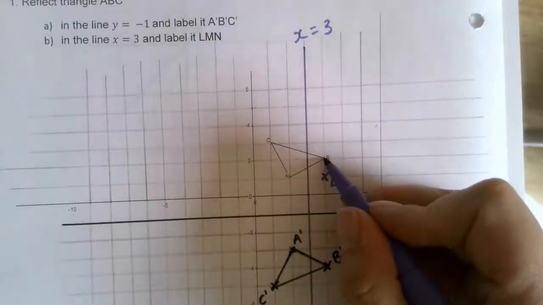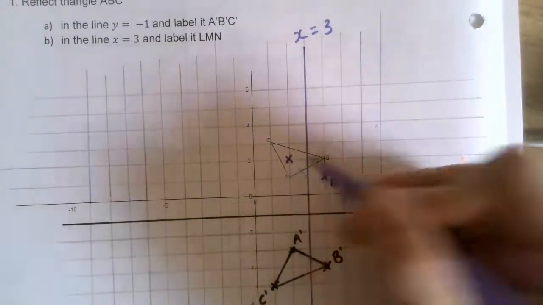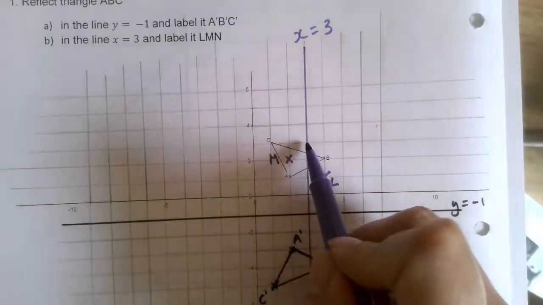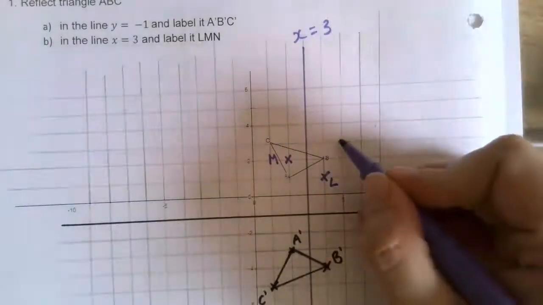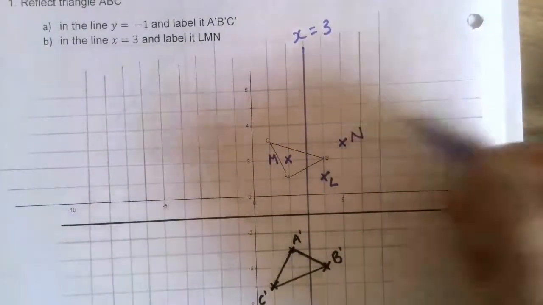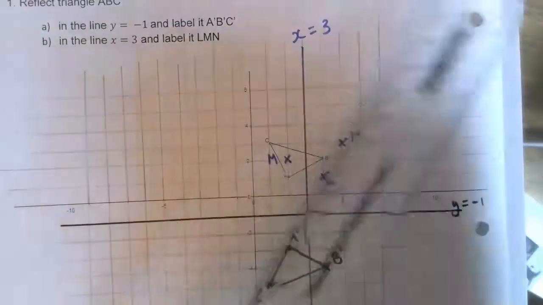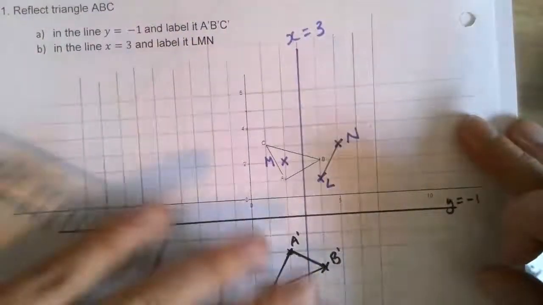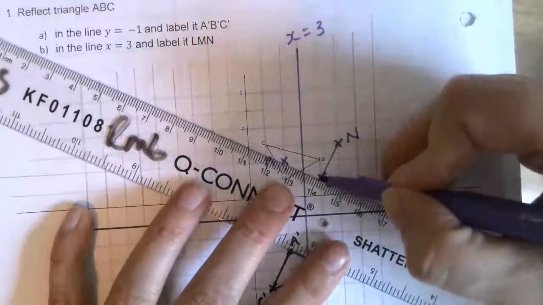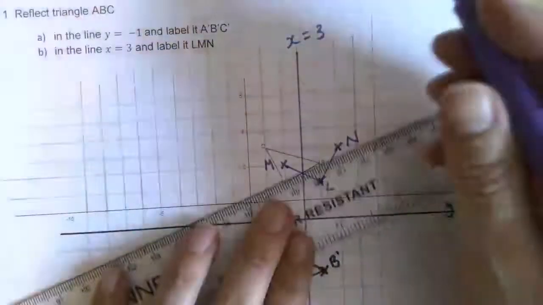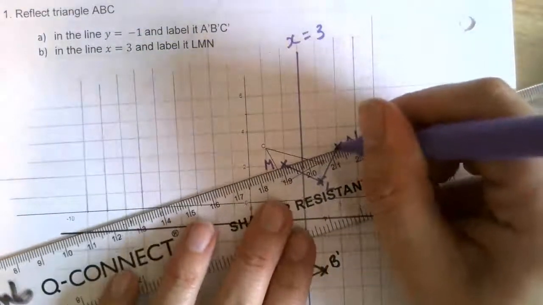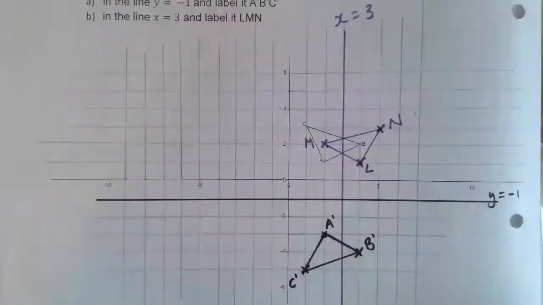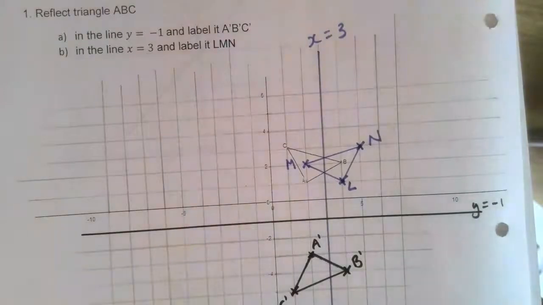B is 1, so we go 1 over here, and that's going to be M. And then C is 2 from the line, so we go 2 over here, and that is N. And then join these up with nice straight lines. There we go. So there's our new shape, and yeah, that looks right. You can always sort of tell just by looking at these if you've got them right or not.